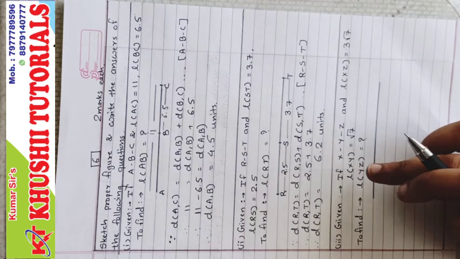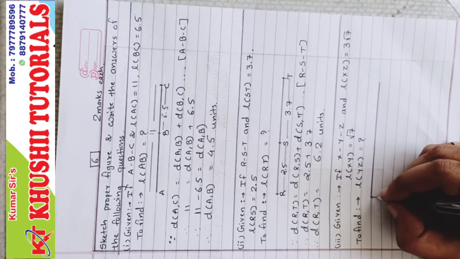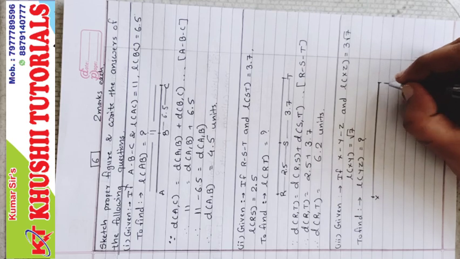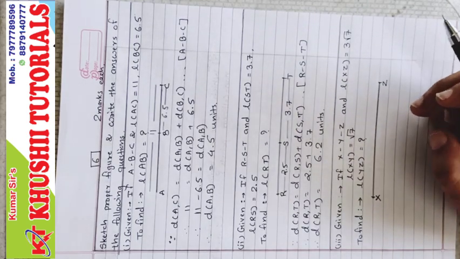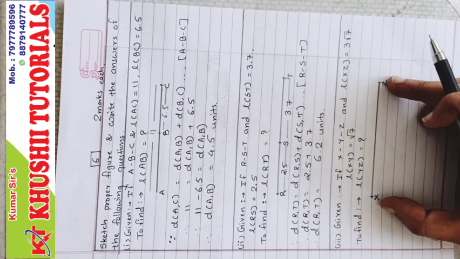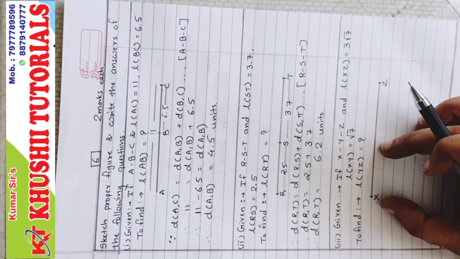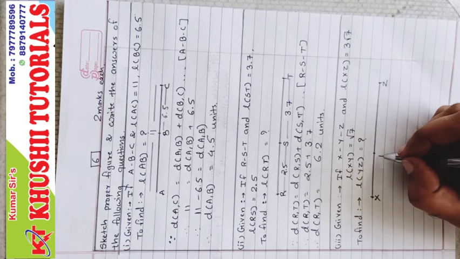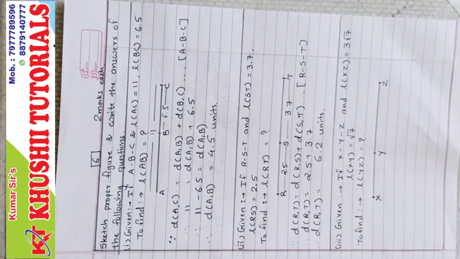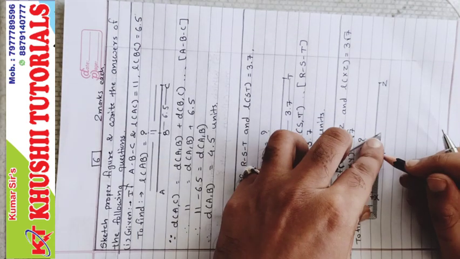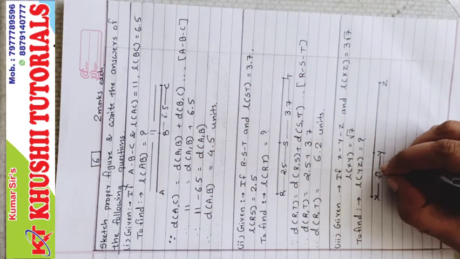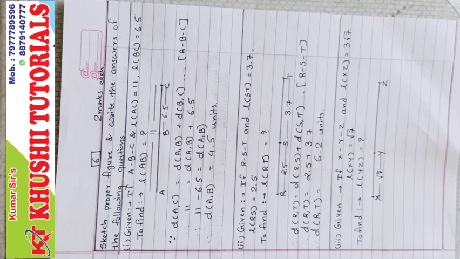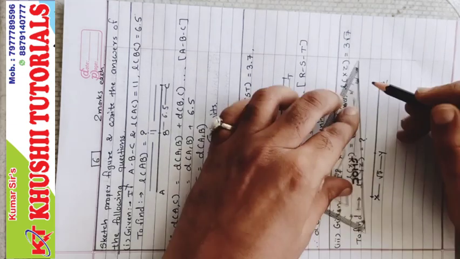The next one, X-Y-Z. Now XZ is 3 root 7. YZ is root 7. So Y will come somewhere closer to X. It is given root 7; root 7 means 1 root 7. And XZ is 3 root 7, XZ full.